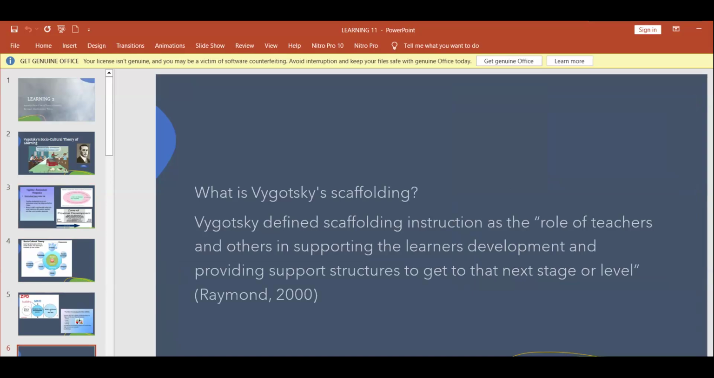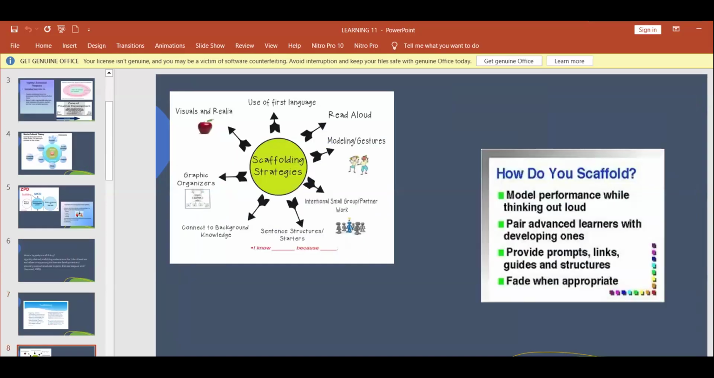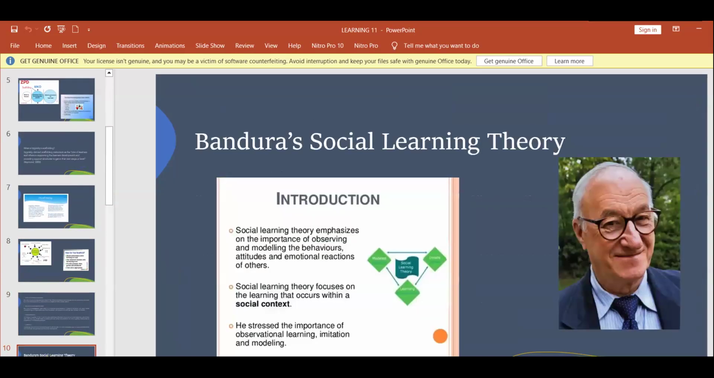Then we go to Bandura's social learning theory. Albert Bandura's social learning theory is another learning theory. According to Albert Bandura, we learn a greater part of our learning through observation.